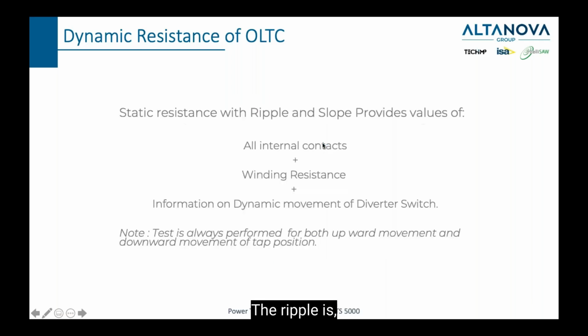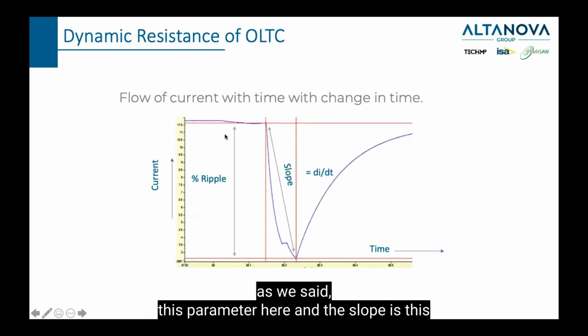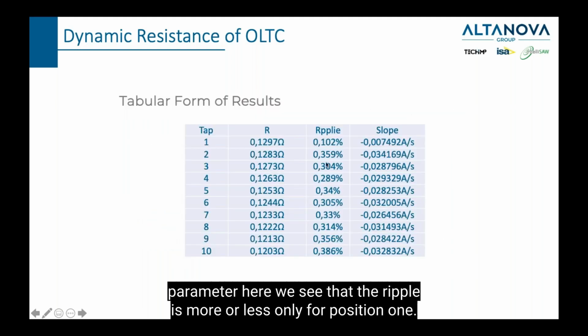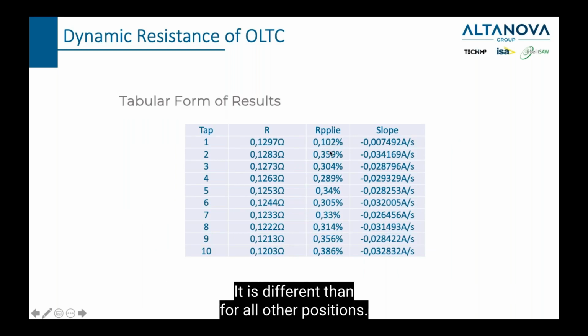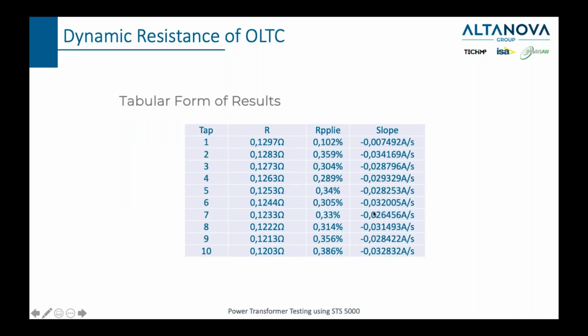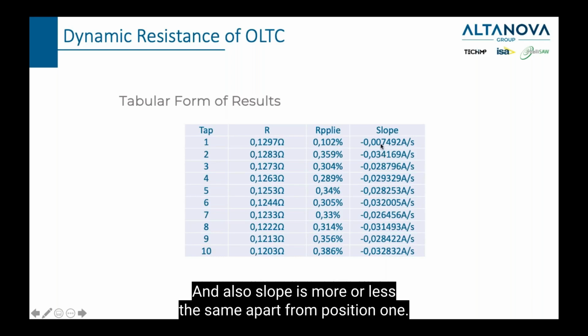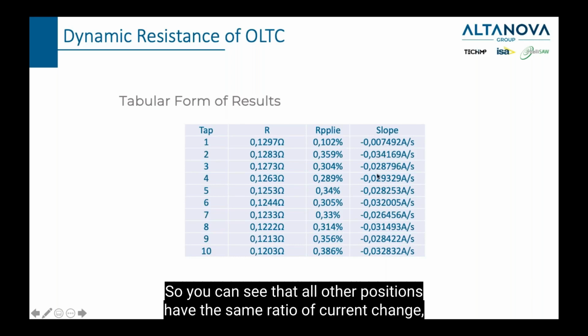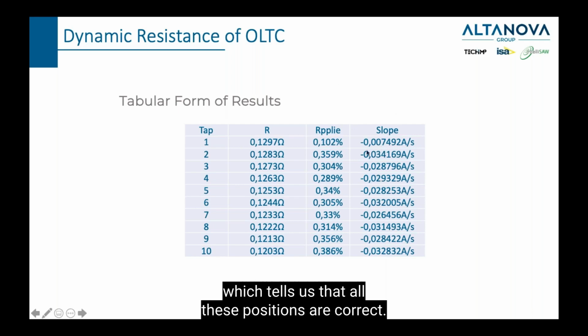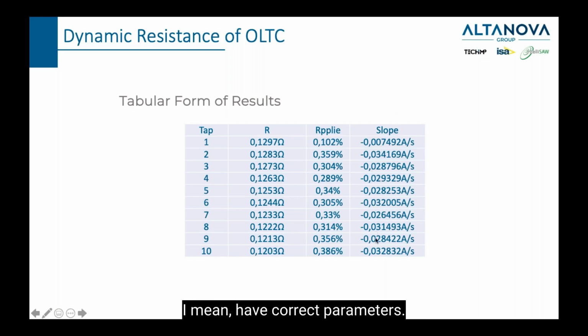The ripple is, as we said, this parameter here, and the slope is this parameter here. We see that the ripple is different only for position 1 than for all other positions, and also slope is more or less the same apart from position 1. So you can see that all other positions have the same ratio of current change, which tells us that all these positions are correct. I mean, have correct parameters.